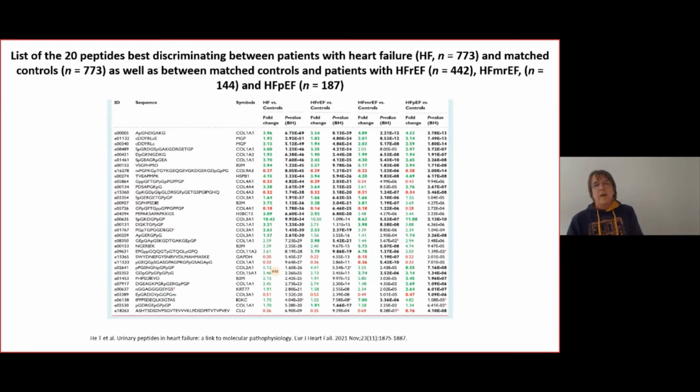The surprising finding was that this was the same in HFrEF and in HFpEF, and especially also in this group called HFmrEF, which is between HFpEF and HFrEF. So on this molecular level, on the urinary peptide level, we can obviously detect heart failure very well, but we cannot distinguish between HFrEF and HFpEF.